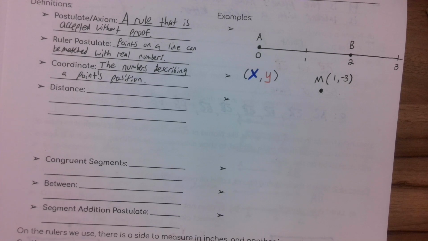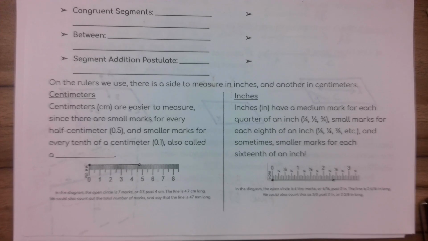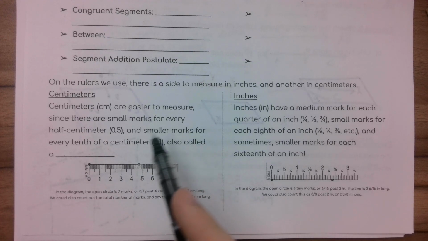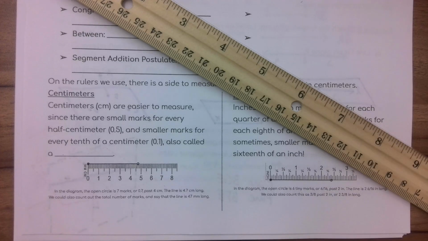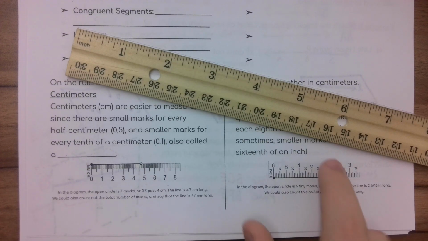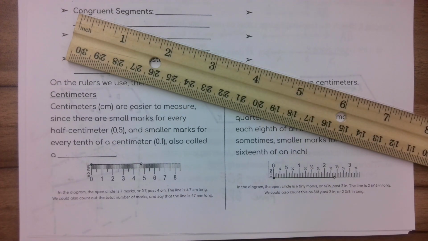Before we jump into the next couple definitions, I want us to look at the bottom of the page because I want us to review how to read a ruler. It sounds pretty self-explanatory, but it can be a little bit tricky. On the rulers that we use, we have one side that's in centimeters with the smaller numbers, with the more close together numbers, I should say, and one spot that's in inches, where they're more spread apart.